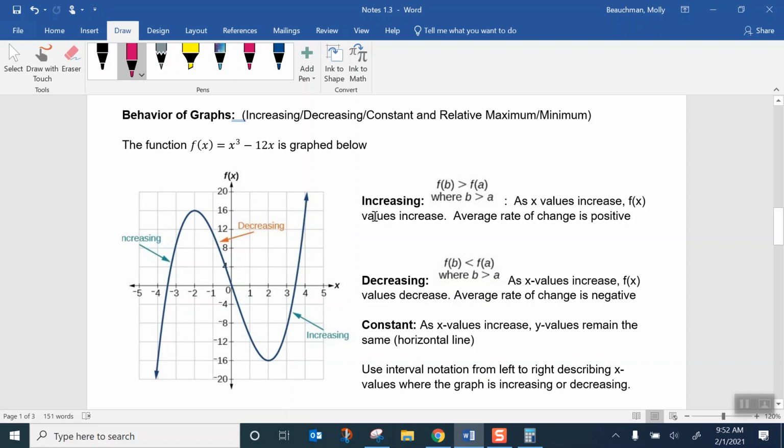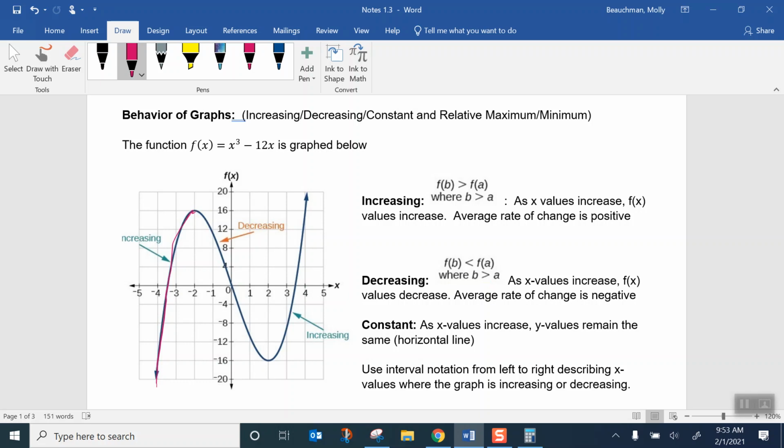So a function is increasing, we read left to right. As the x values increase, the f of x or y values increase, and the average rate of change is positive. So this portion of the graph, reading from left to right, is increasing until you get up to this very top. Then it's neither increasing or decreasing.